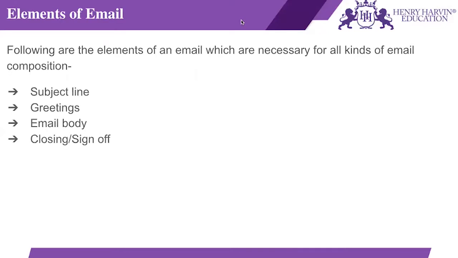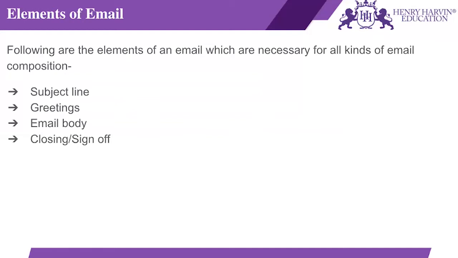Next, we're going to learn about the elements of an email. These elements are helpful when it comes to email composition: the subject line, the greetings, the email body, and finally the closing off or the signing off. The subject line is the most important. Why? The reason is that the subject line defines what my email is all about. And the subject line also brings to light whether the email is supposed to be read or not. Its importance is highlighted here.